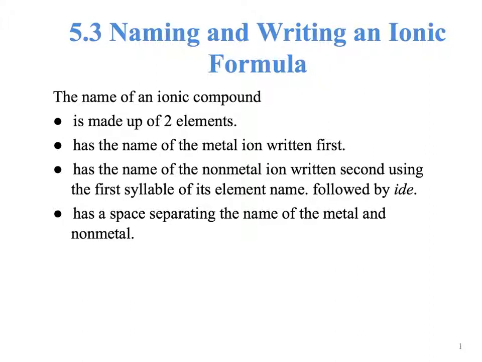So now what we're going to do is learn how to name and write ionic compounds. The first thing for ionic compounds is that they are made of two elements. First is the metal, and then the second one is the non-metal. When you are naming ionic compounds, you name the metal, and then the non-metal ending in -ide.